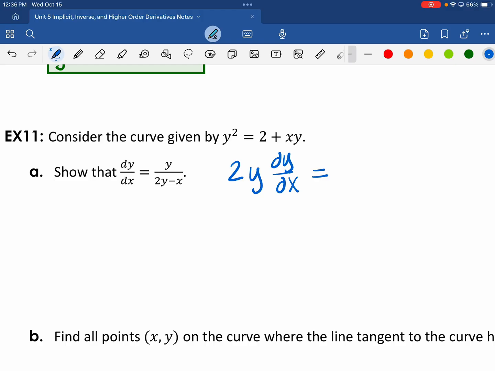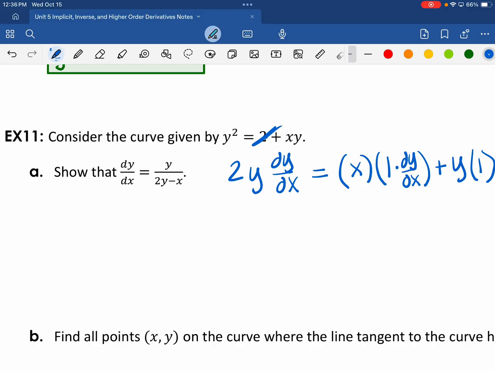The derivative of 2 is nothing. Right, so the 2 goes away. What rule do you have to use with x times y? The product rule. So product rule is the first function, which is x, times the derivative of the second, so 1 dy dx, then plus the second function y, times the derivative of the first, which is 1.